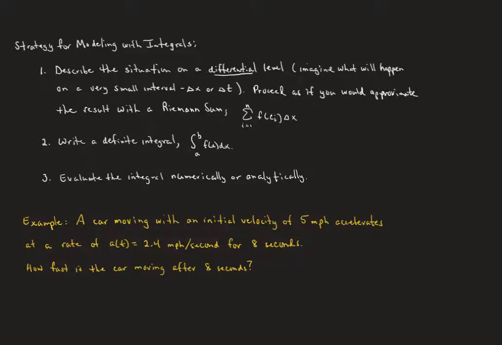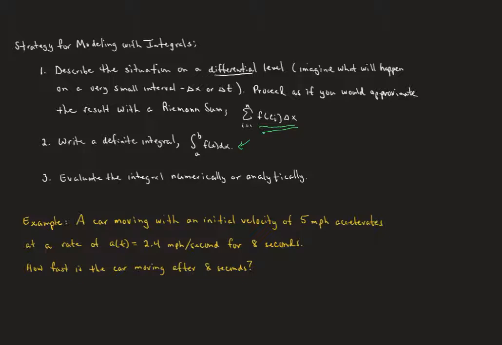Then we want to proceed in describing the situation as if we were going to approximate our result using a Riemann sum. So if we can describe what's going to happen in that approximation stage, then it's a small step to go to the integral to actually describe what's really going to happen there with more precision.